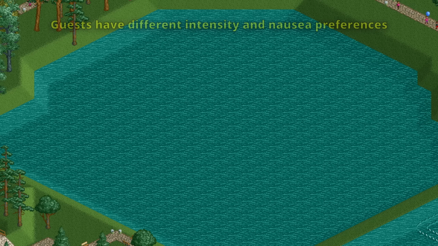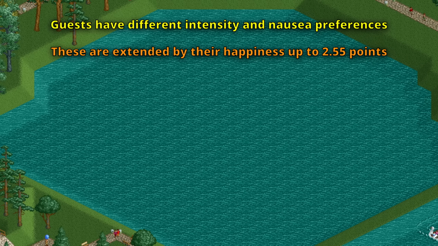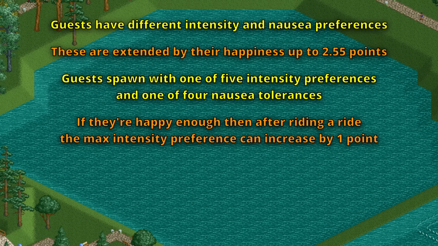In summary, guests all have a certain intensity preference and nausea tolerance, which determines which rides they can ride. The happier they are, the further they are willing to stray outside of those ranges, up to a maximum of 2.55 points. Guests spawn with one of 5 possible intensity preference ranges and one of 4 possible nausea tolerances. Their maximum intensity preference has a chance to increase by 1 point when they finish riding a ride and are happy enough, up to a maximum of 15.